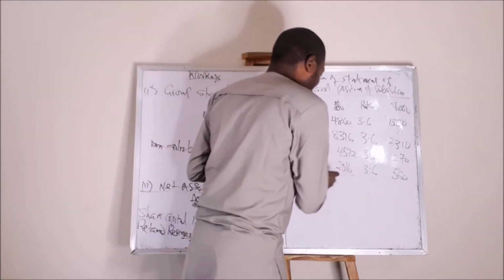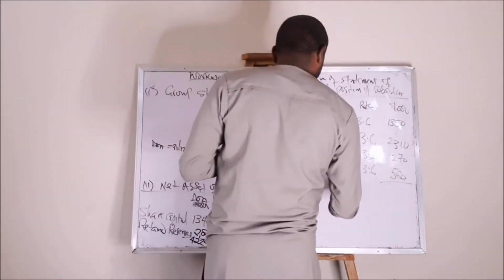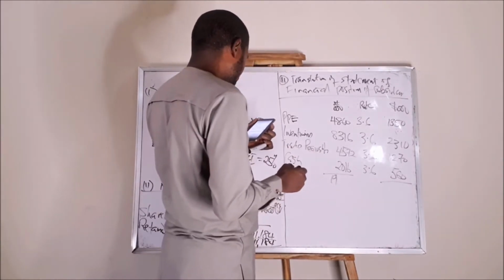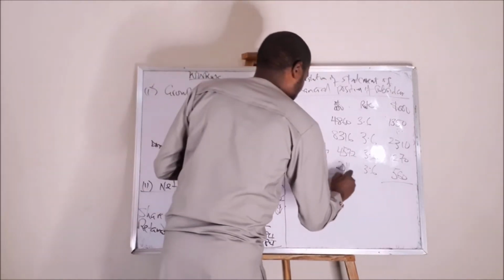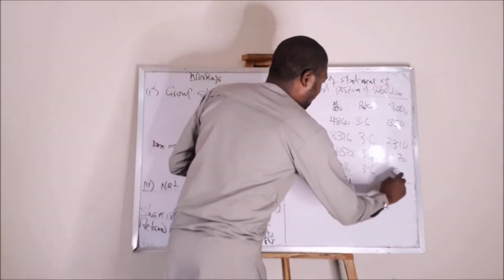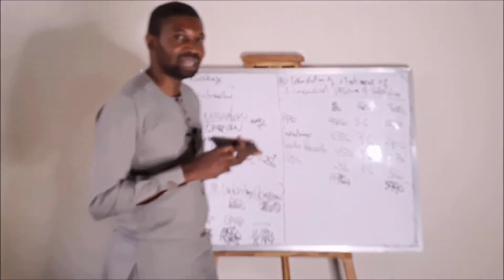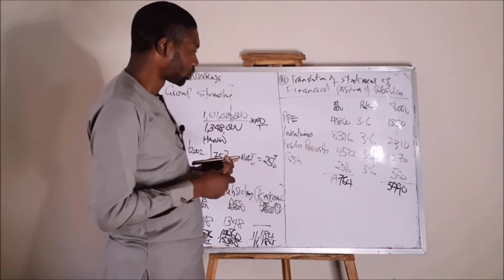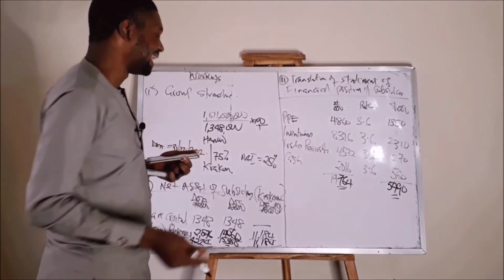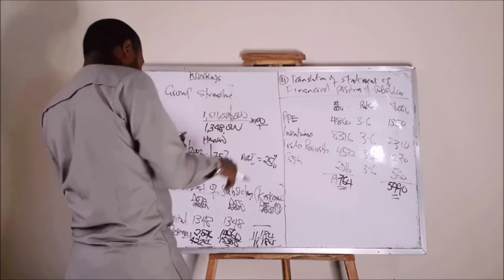So let's add everything together. If you add everything, in naira it is going to give you 19,764, while this one is going to be 5497. So these are total assets. Now we're going to compare it with equity and liabilities. Remember, this is total assets.